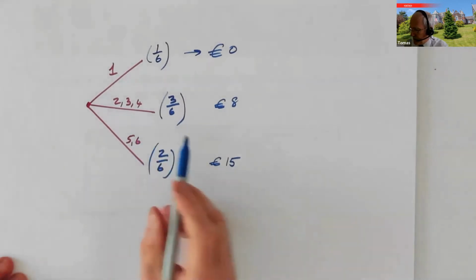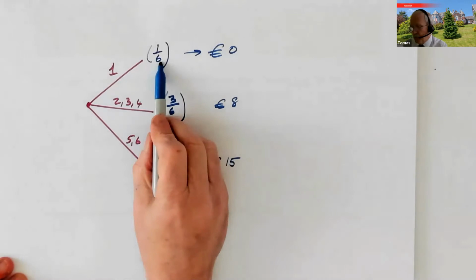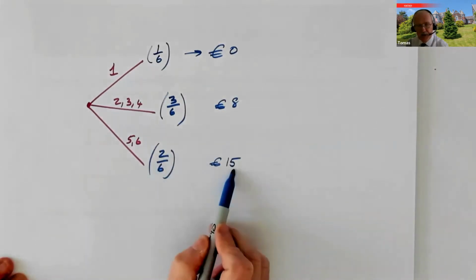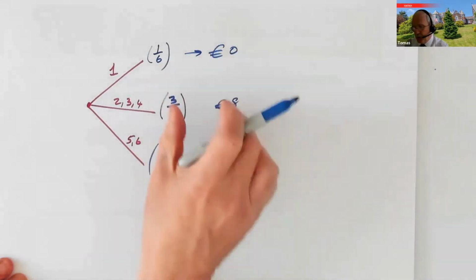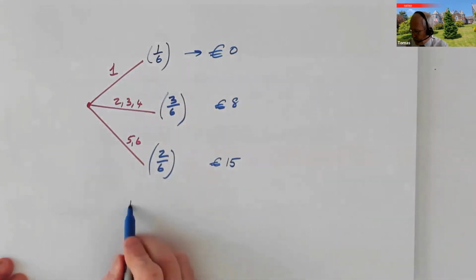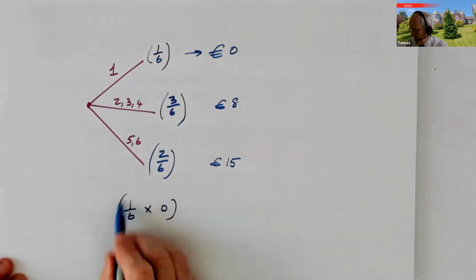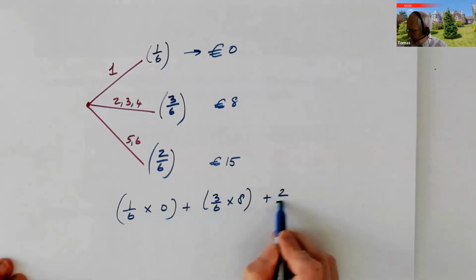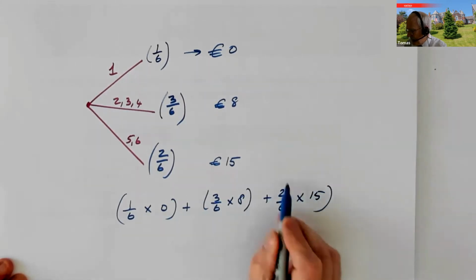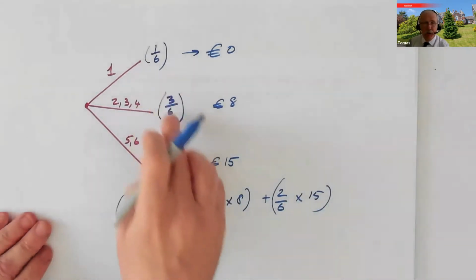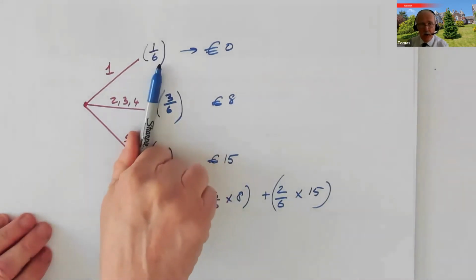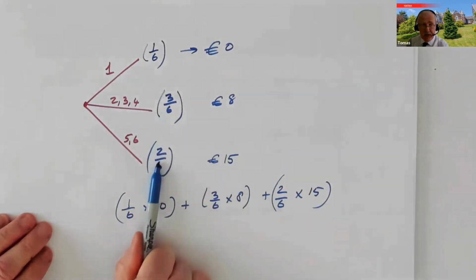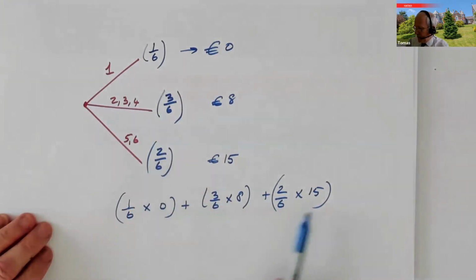So what we do here is we take each of these and we say, well, we've 1 in 6 chance of nothing, 3 in 6 chance of 8, and 2 in 6 chance of 15. And we add those 3 up separately. We say it's 1 over 6 times nothing, plus 3 over 6 times 8, plus 2 over 6 times 15. And the reason we can add them is that they're mutually exclusive. You can't get a 1 at the same time as you're getting a 2, 3, or 4, or at the same time you're getting a 5 or a 6. So we worked that out.